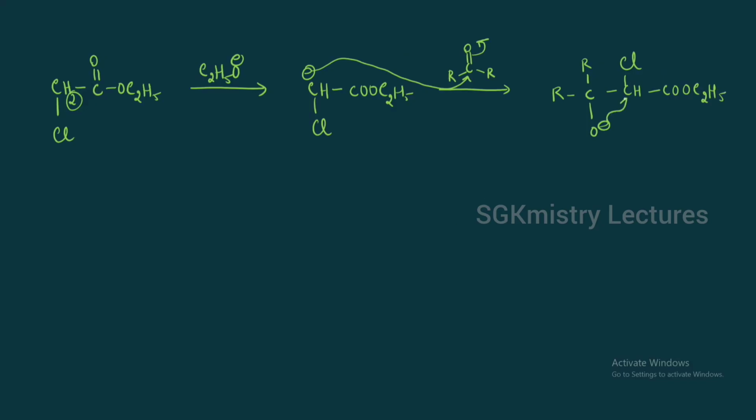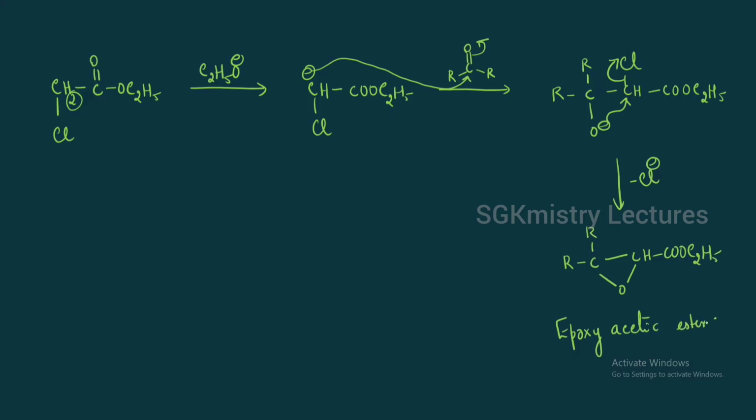Now this O minus attacks this carbon since it has a chloro group that is attached, and chlorine can be easily removed off. So Cl minus is removed. So you're going to get R, C, here R. Now this single bond remains, and here the oxygen is forming the bond with carbon, right? And H is there. Along with that, COOC2H5. So this is nothing but epoxy acetic ester. Correct? So I hope it is clear how to write the mechanism for the Darzens condensation reaction.